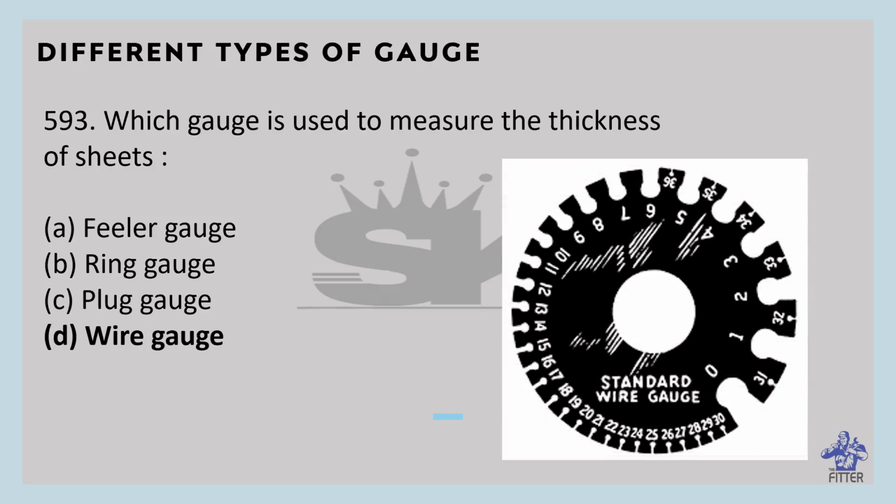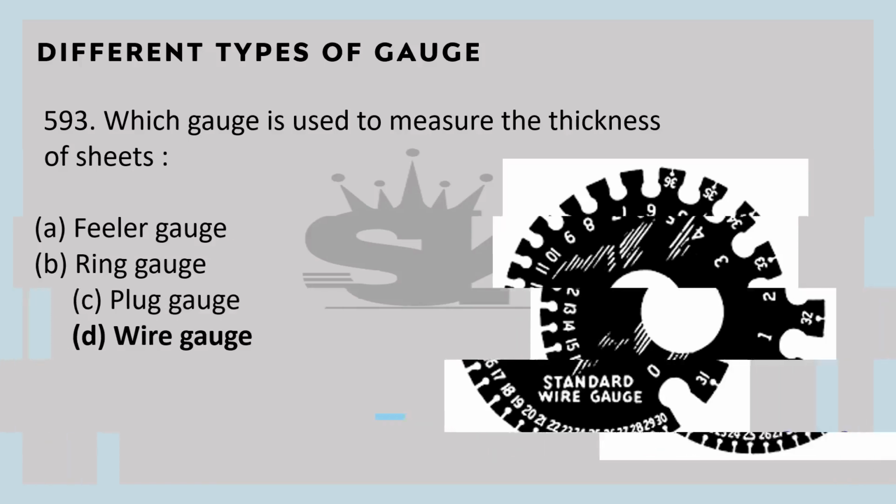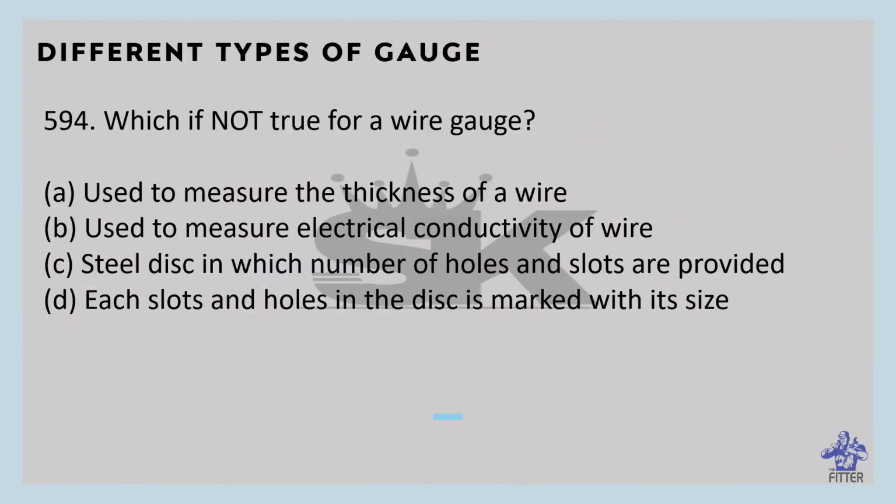Plug gauge is used to measure the diameter of a hole. Ring gauge is used to measure the diameter of shafts and studs. Feeler gauge is used to measure clearance between mating parts. Which is not true for a wire gauge? Option B, to measure electric conductivity of wire, is the wrong answer.